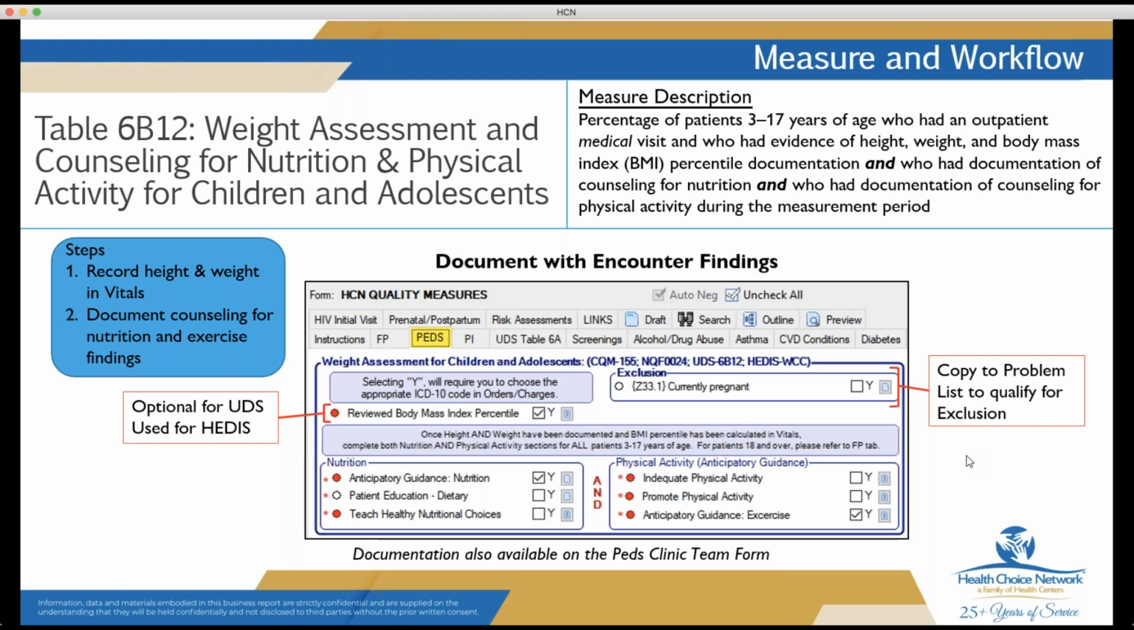Okay. Now, one thing to note as far as the form itself, we do have a finding that talks about reviewed body mass index percentile. That is not needed for UDS reporting, but it is good for HEDIS. So continue marking that off as part of the workflow before, and then go on to selecting nutrition and physical activity. Now, pregnancy is an exclusion on this measure, as well as some other measures. You can document it here on the form, but you do need to copy it to the problem list.